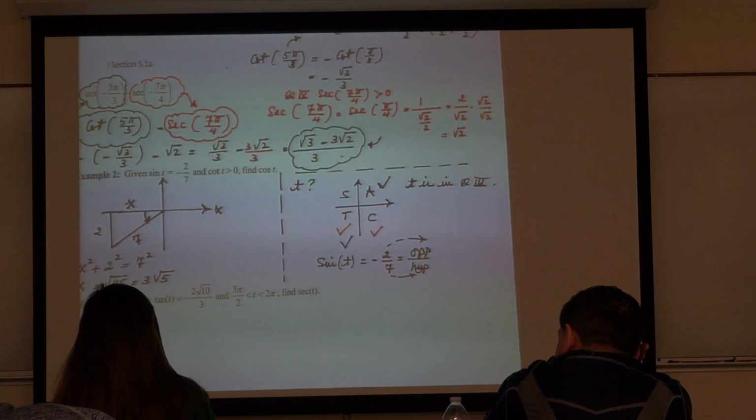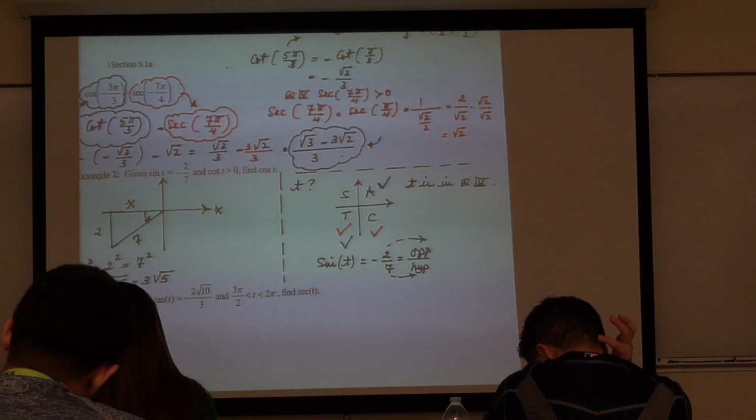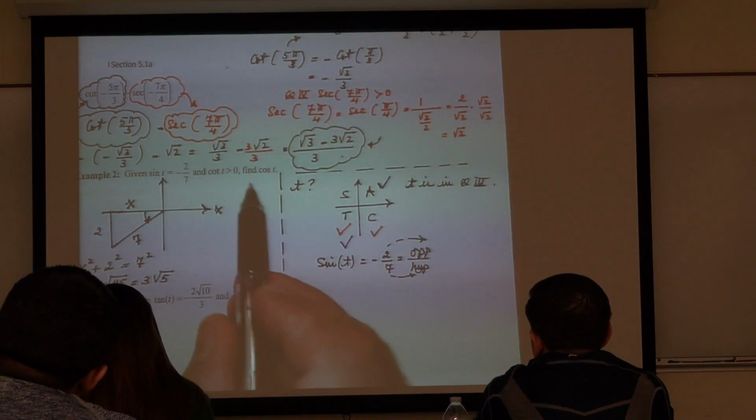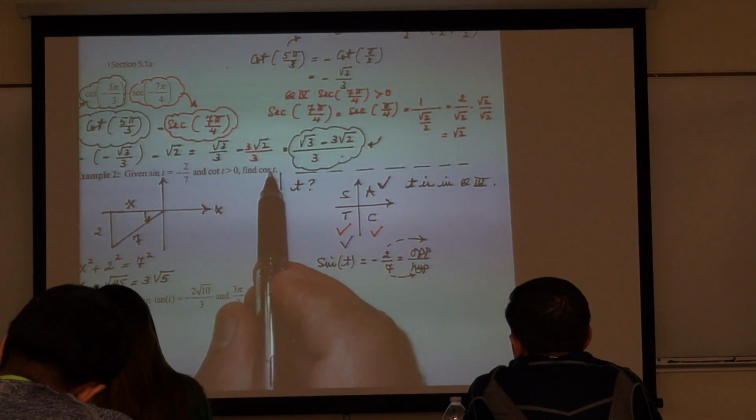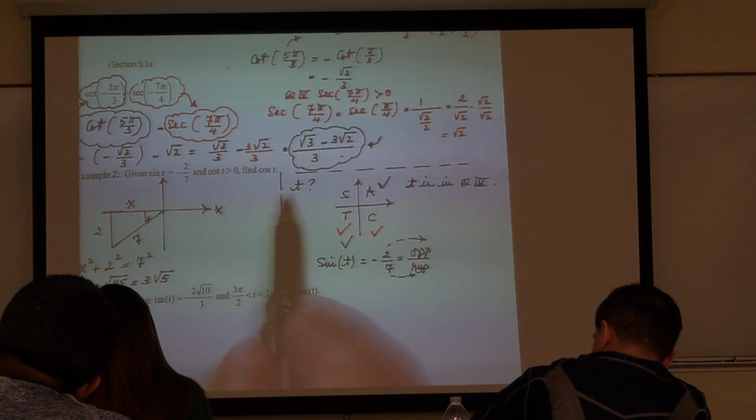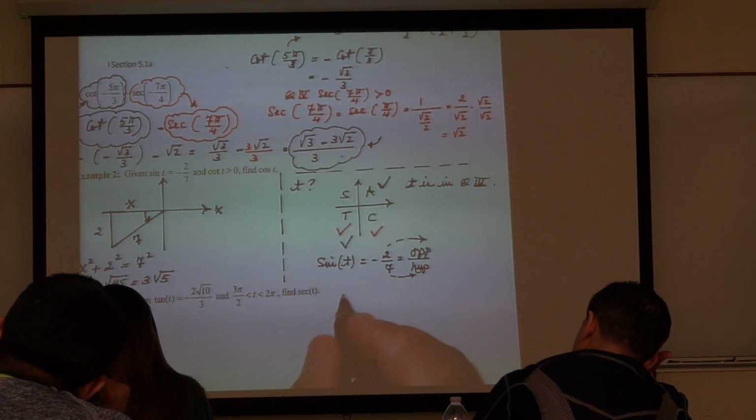I want to know where my angle is, I want to draw a diagram, find the missing side, and then I can do whatever he wants me to do. What does he say? Find cosine of t. And don't answer more than what he's asking already. So what is cosine of t?